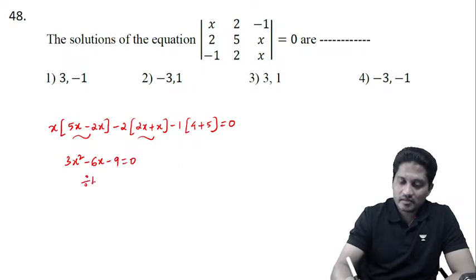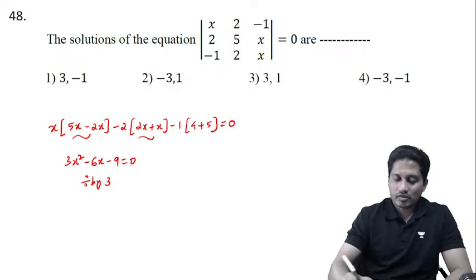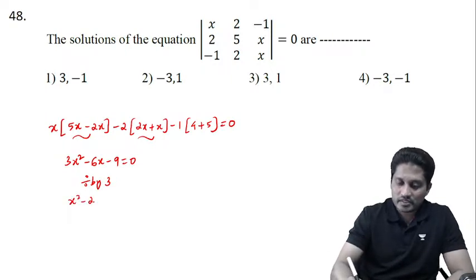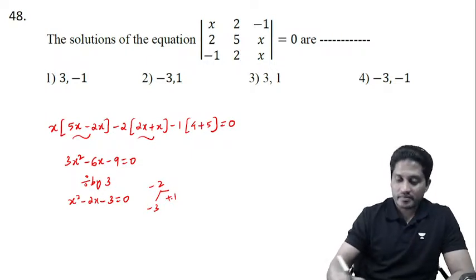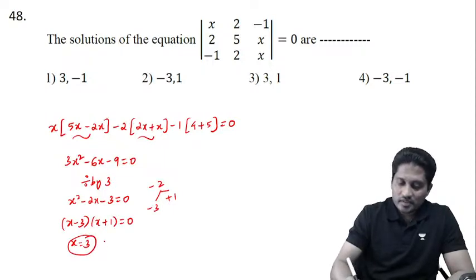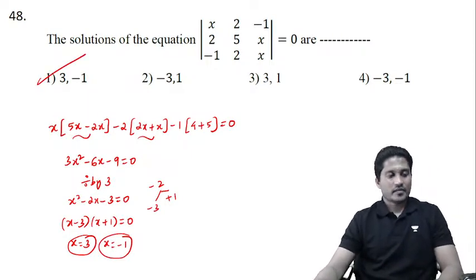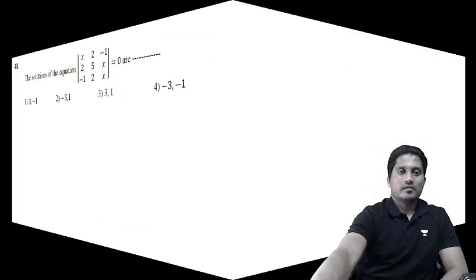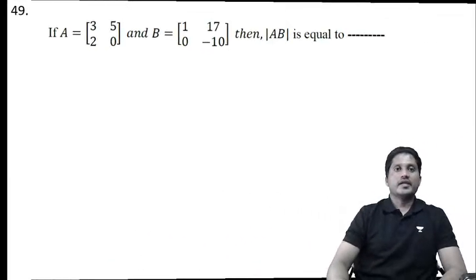If you divide throughout by 3, you get x square minus 2x minus 3 equal to 0. Split the middle term: minus 3 plus 1 is minus 2, multiply, you get minus 3. So x minus 3 into x plus 1 is 0. You will get x equal to 3 and x equal to minus 1. Answer is option A. Right? Let's move to the next question.